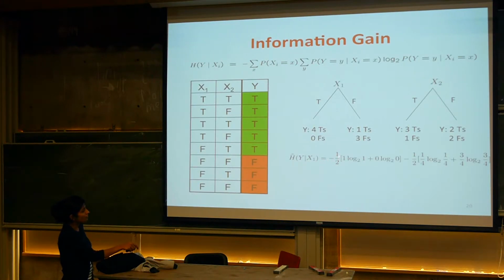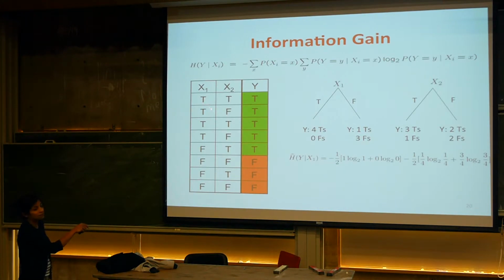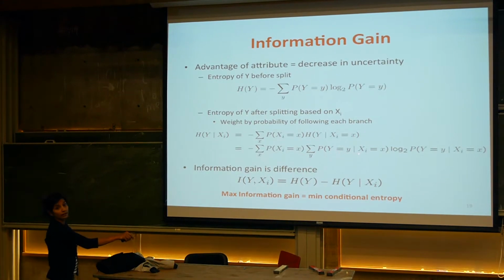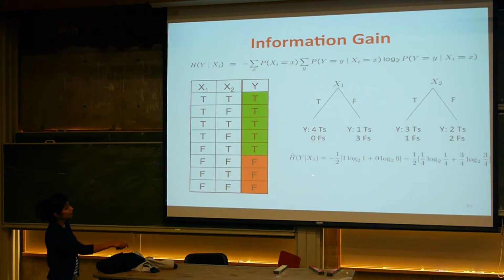We have half as the probability that x1 is true, because it happens in half of our samples. Half for when it takes value false. And then we are doing the p log p kind of argument. When x1 is true, y is always true. So the probability that y is true given that x1 is true is 1. So we have 1 log 1 plus 0 log 0 when we condition on x1 being true.